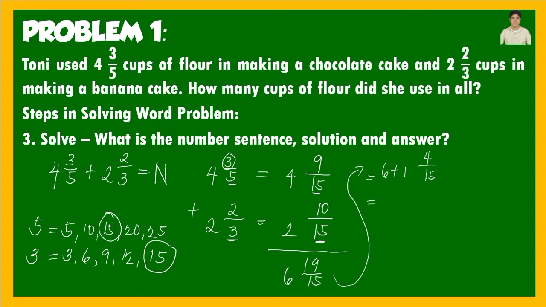Now, 6 plus 1, that is 7. And then 4 over 15. So, hindi na natin pwedeng i-simplify yung 4 and 15 kasi wala na silang common factor aside from 1. So, this will be our final answer. 7 and 4 over 15. And then, ilagay natin yung word na cups. So, the total number of cups of flour that Tony used in baking chocolate cake and banana cake is 7 and 4 over 15 cups.